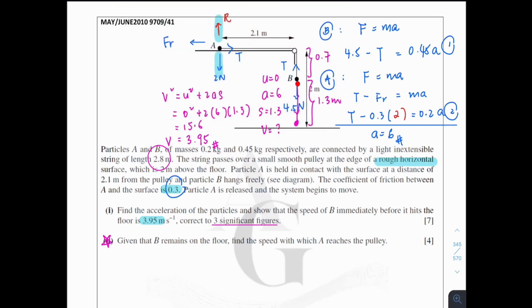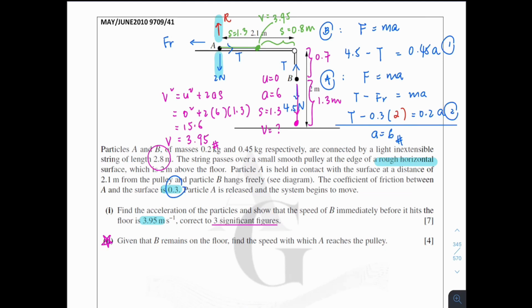When B reaches the floor, B has traveled 1.3 meters, which means A will travel 1.3 meters as well, because they are connected, and reach this point with the same speed, which is 3.95. The distance traveled here is 1.3. In other words, to reach the pulley, the distance that A needs to travel is 0.8 meter.